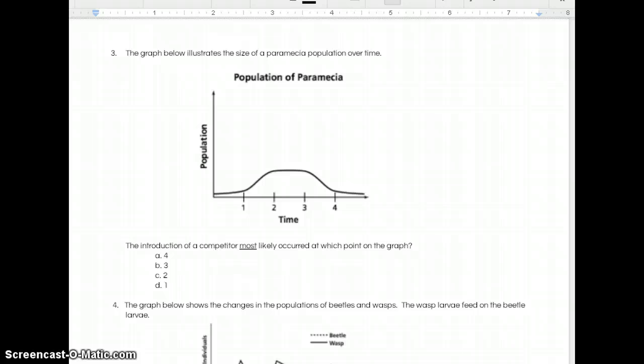Number 3. The graph below illustrates the size of a paramecia population over time. The introduction of a competitor most likely occurred at which point on the graph?